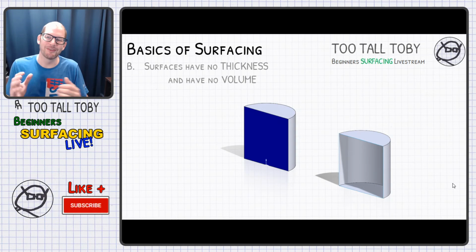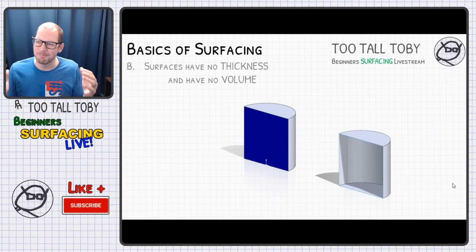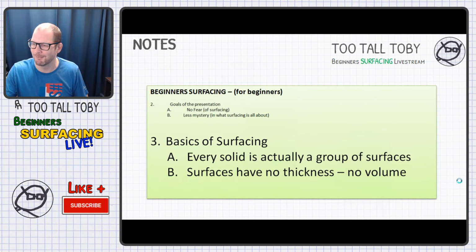Letter B. Surfaces have no thickness, have no volume. We've beat this up a lot. They're not going to affect your mass properties. They can just be hidden when you're done, or you could delete the body when you're done if you want. That's a quick one that we ripped through.